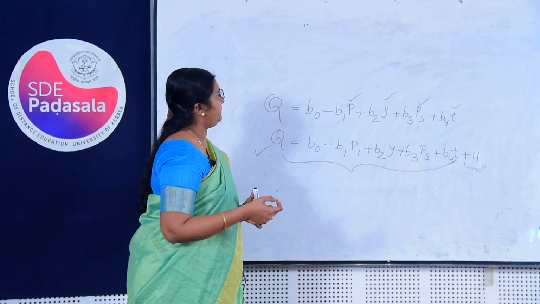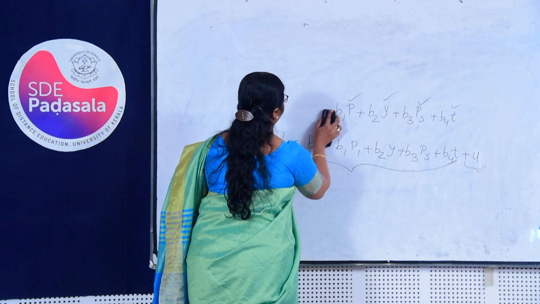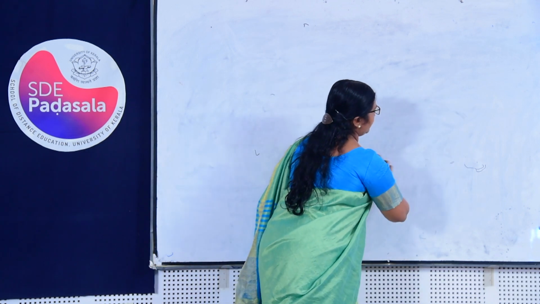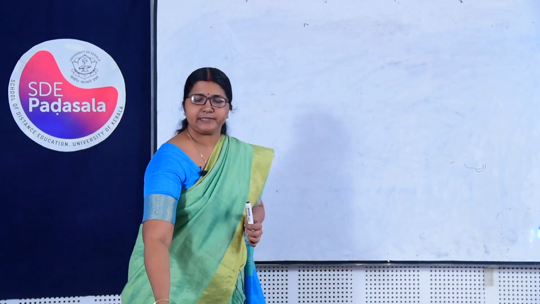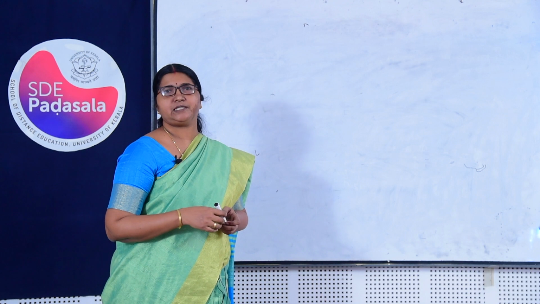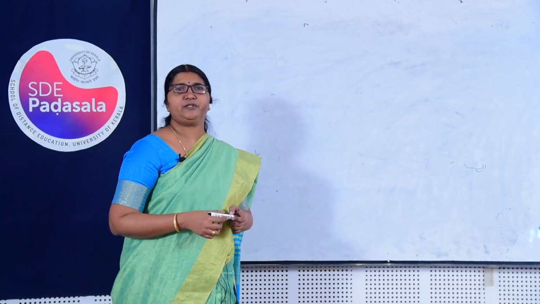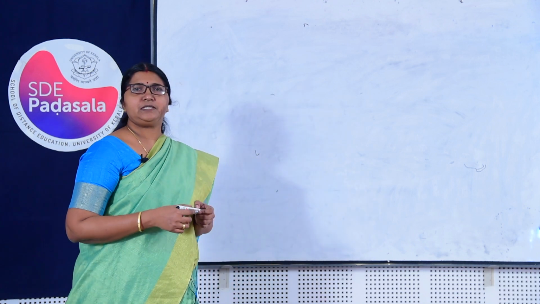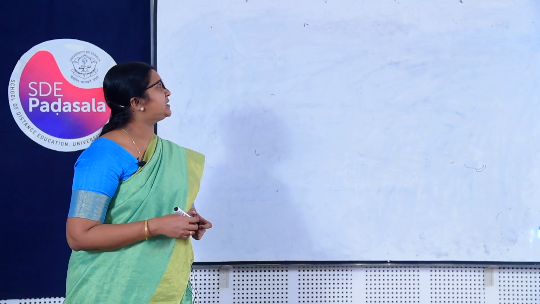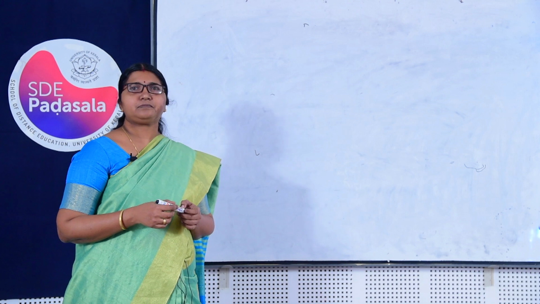Now, let us examine various steps involved in the traditional methodology of econometrics. There are 8 steps involved in the traditional methodology of econometrics, and let us examine those steps with the help of a simple Keynesian consumption function. First step is statement of theory or hypothesis. Always any econometric investigation starts from statement of theory or hypothesis.